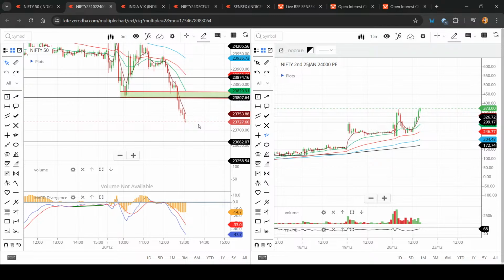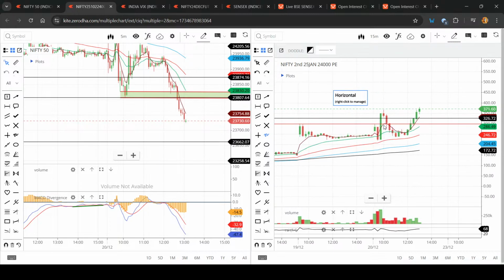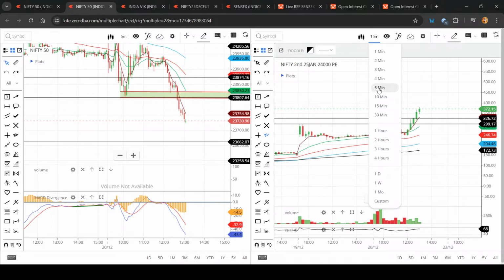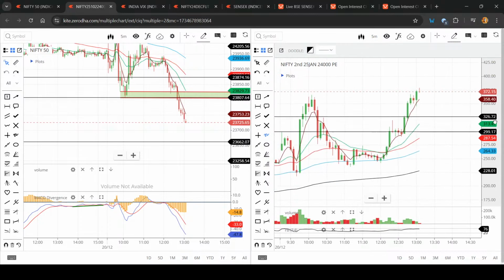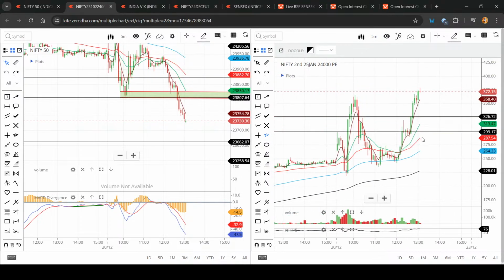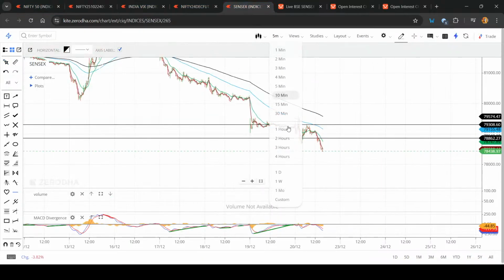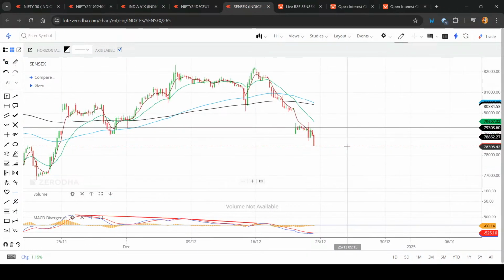So if you see on the right hand side, it's increasing very smoothly, and if at all we take 5 minutes, things are pretty good. Okay, so Sensex markets are trying to take a little bit of support.